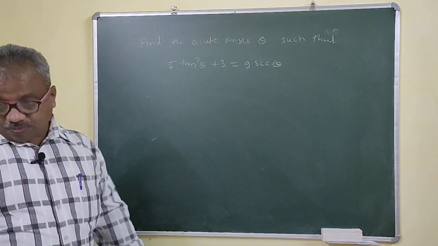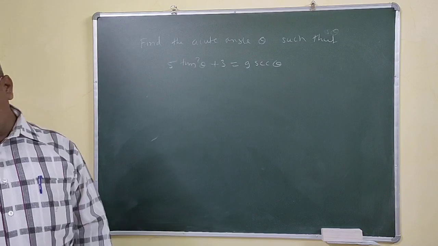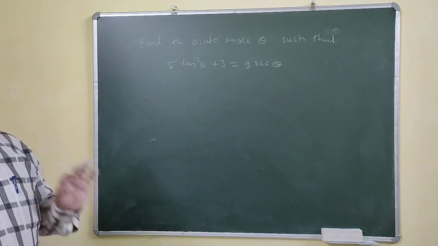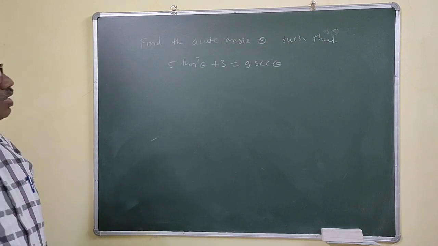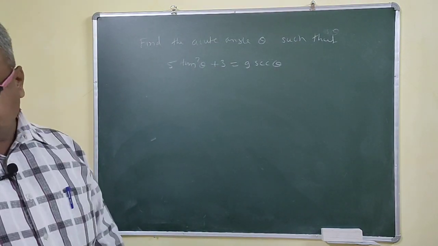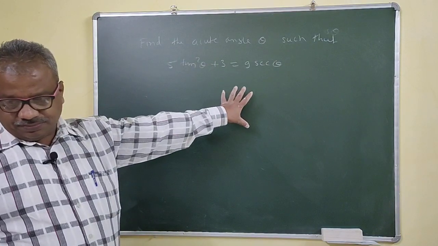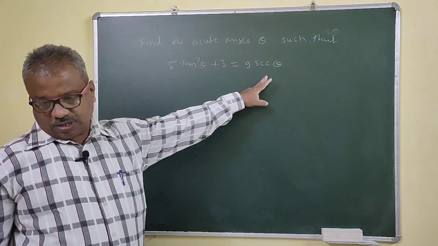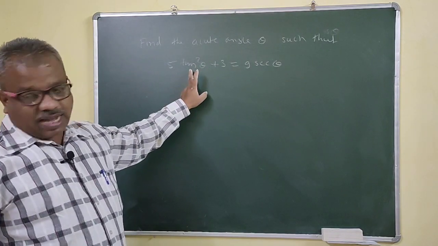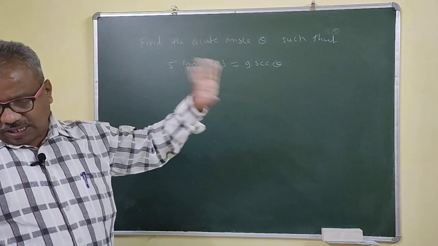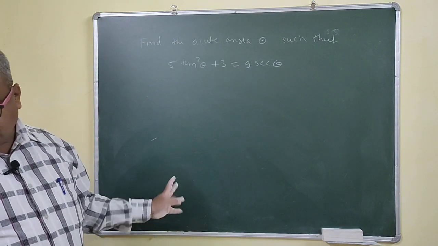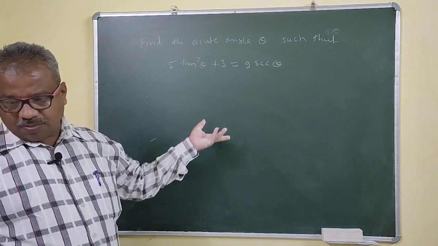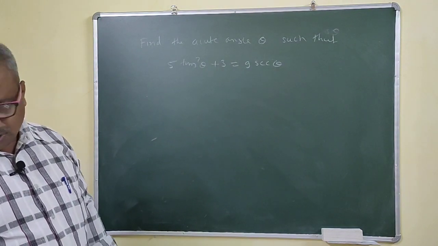Now see, you have to find the acute angle. That means it is in the first quadrant, and in the first quadrant all trigonometric ratios are positive. You want theta, so the problem is: solve for theta. Now see here, it is tan square and sec. You can convert that tan square in terms of sec. You will get a quadratic equation in sec theta. Find out the value of sec theta, so from sec theta you get cos theta, and from cos theta you can obtain the value of theta. Okay, solution.